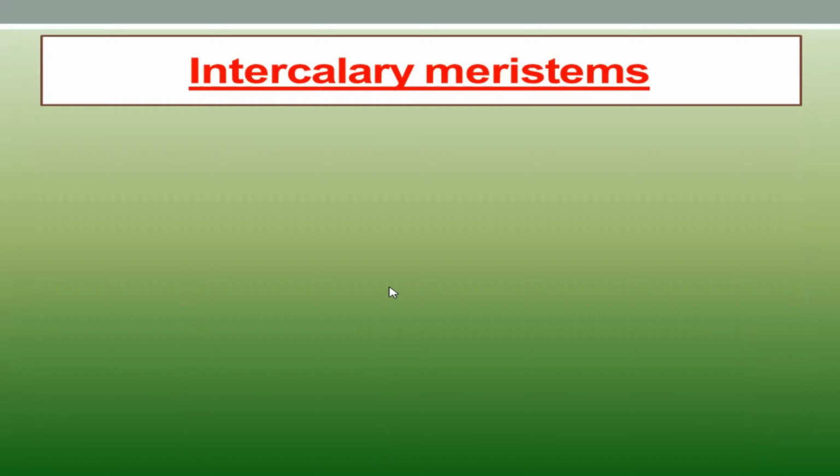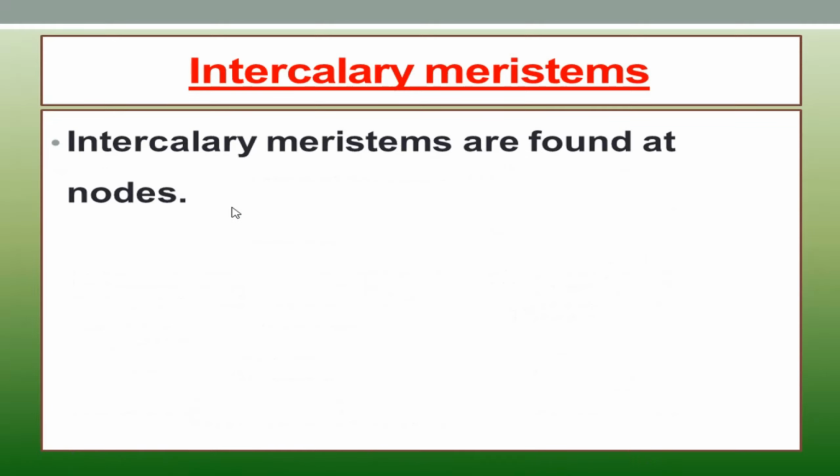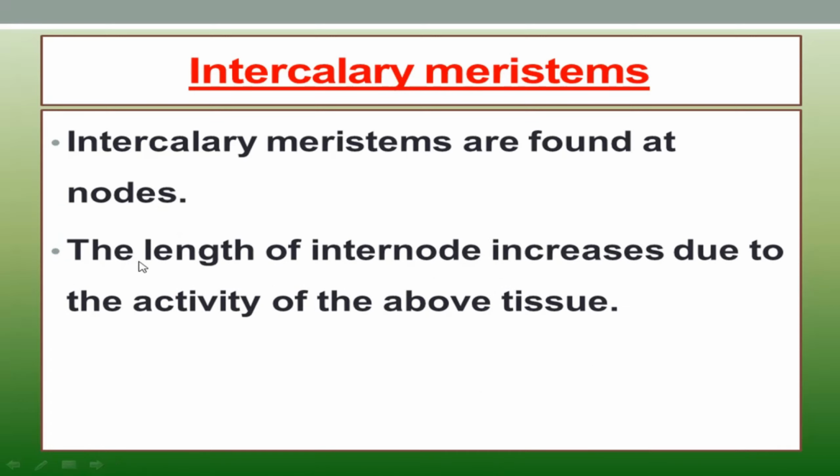Then we will go to intercalary meristem. Another type of meristematic tissue is intercalary meristem. Intercalary meristems are found at nodes. The length of internodes increases due to the activity of this tissue.